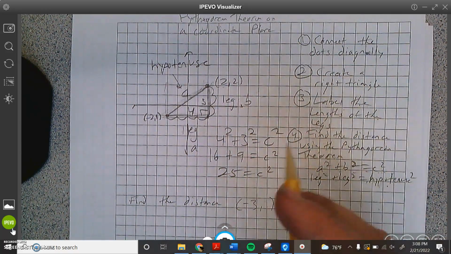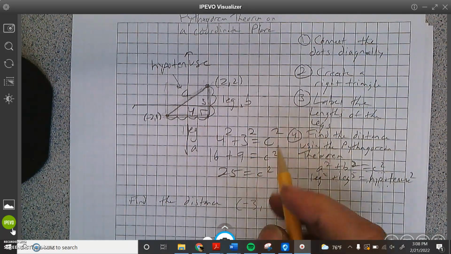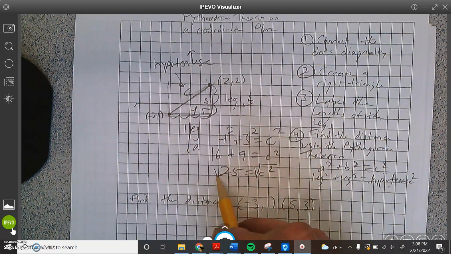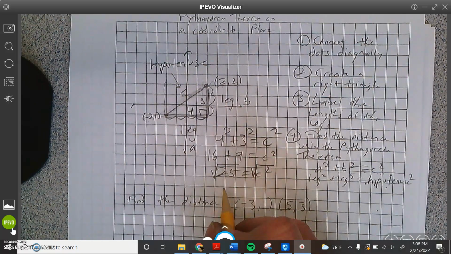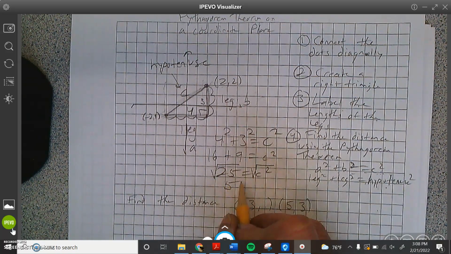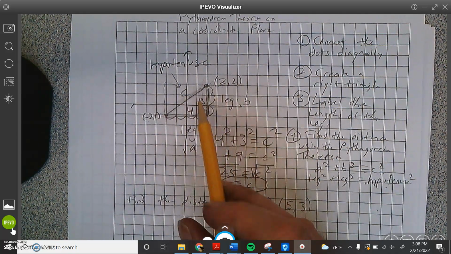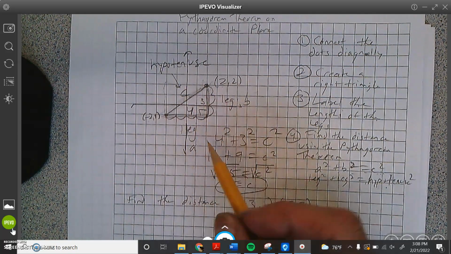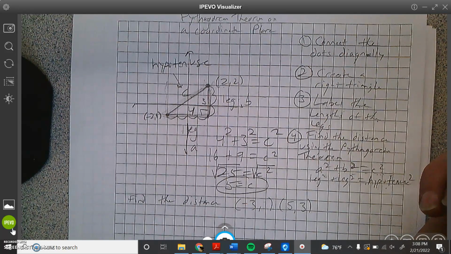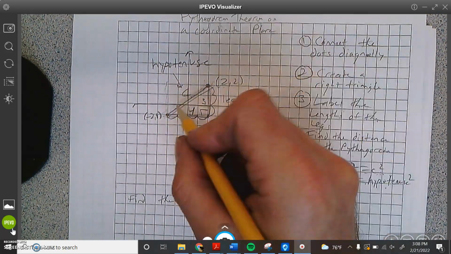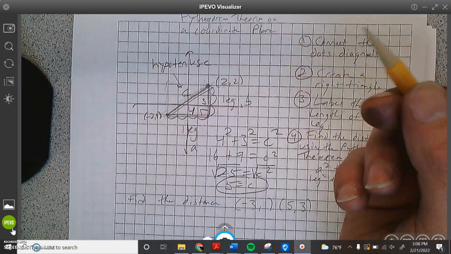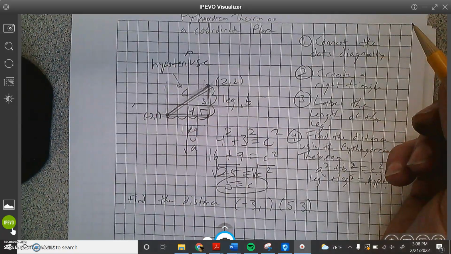So, what's the opposite of squaring? Yes, square root. The square root of 25 is 5. We're only using the positive version here because we don't have a negative distance, only positive units. And that's 5. You can't really count it diagonally, but I know that distance is 5.